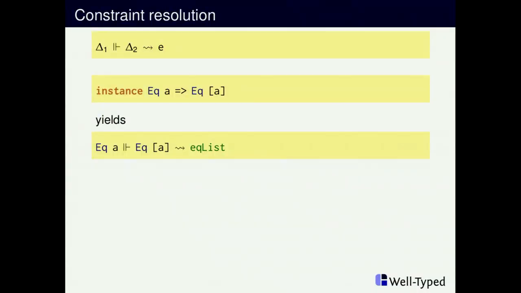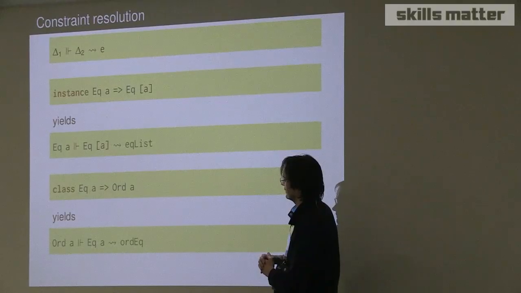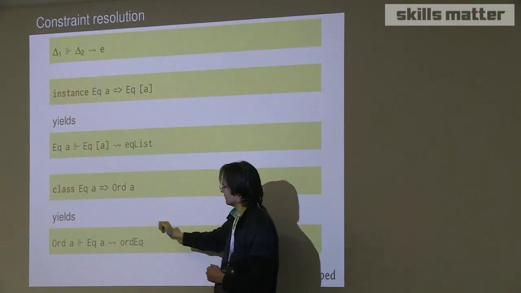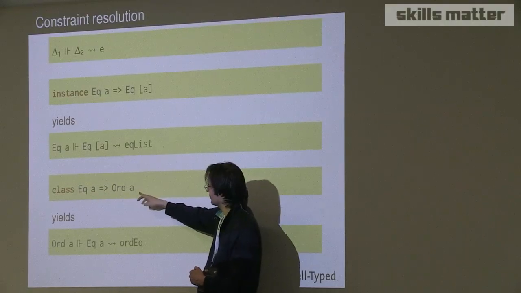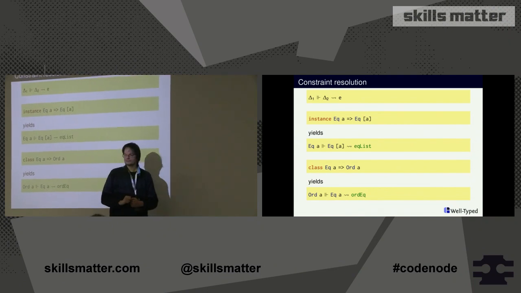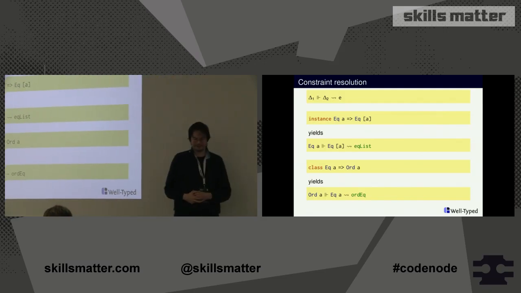So if you have an instance of the form EQ A to EQ list of A, that yields a statement that you can go from EQ A to EQ list of A by using the EQ list transformer. And if you have a superclass constraint, that's the only other thing that gives you a basic rule in this calculus. And that's perhaps interesting because superclasses work the other way around. So if you have a class that says EQ A double arrow ORD A, what it actually gives you is that from ORD A you can derive an EQ A, using the accessor into the ORD dictionary that selects the other one.